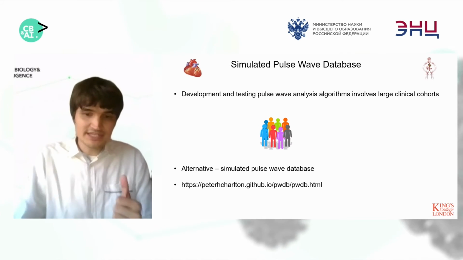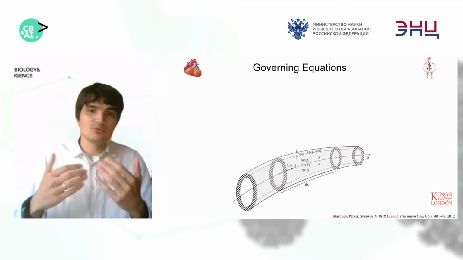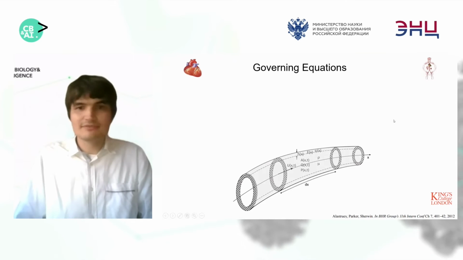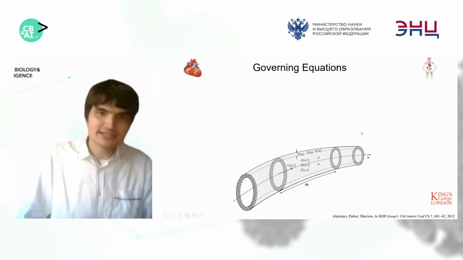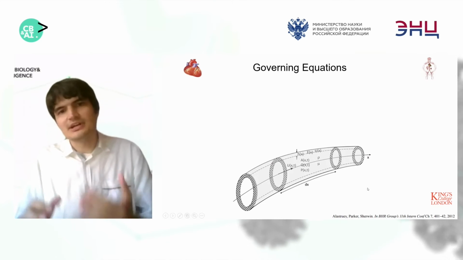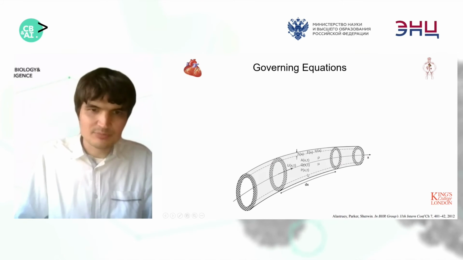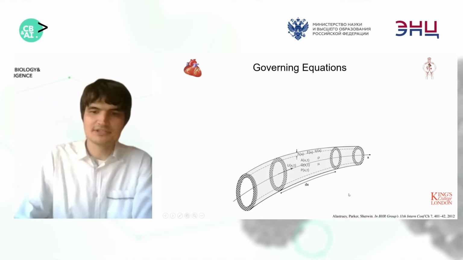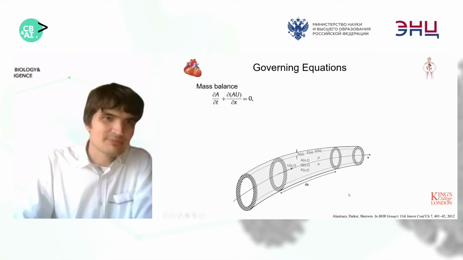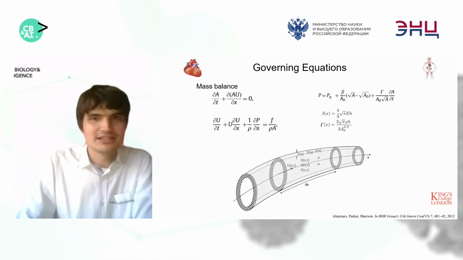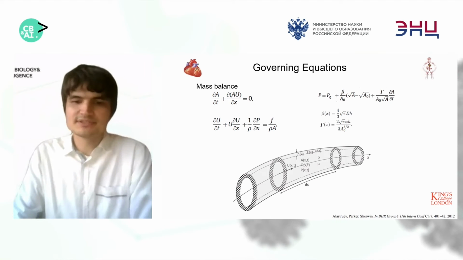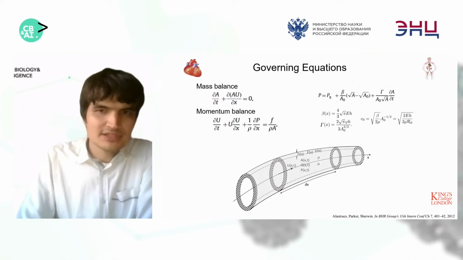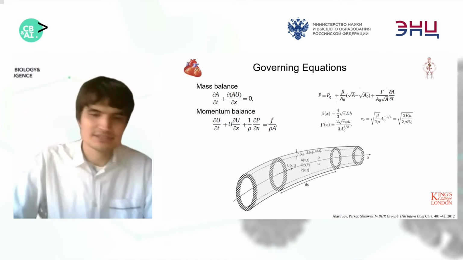So we take a one-dimensional blood flow model. Each vessel is considered to be an elastic tube like that, and we want to calculate blood flow and pressure at each point along these arteries. For that, we use some governing equations like mass balance, momentum balance, and some other equations that involve the elasticity of the vessel. I won't stop here.